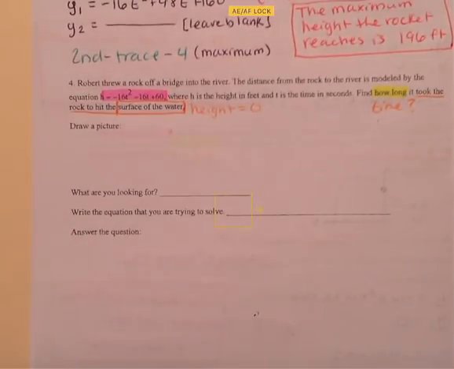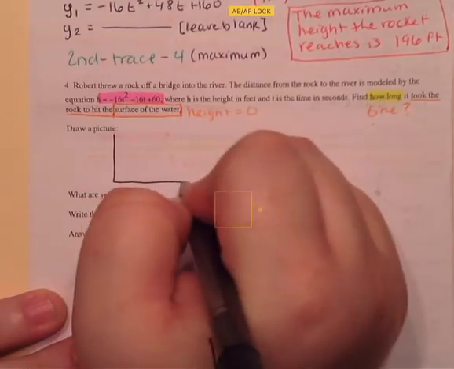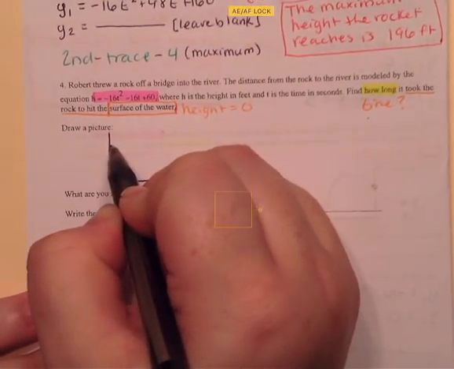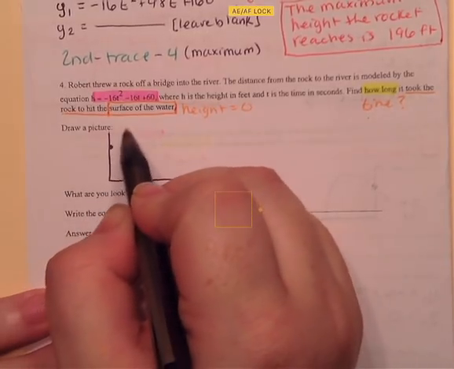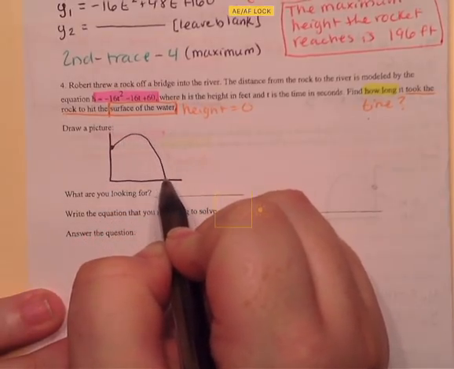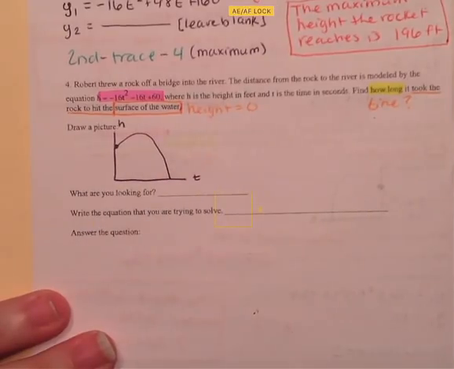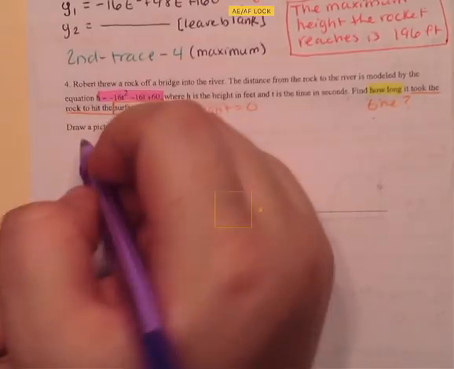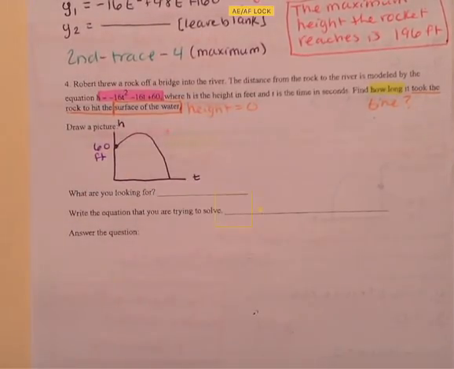So if we draw a picture of this, we're in the first quadrant, because Robert's throwing the rock from the bridge up here at 60 feet. When you throw something, again, you don't throw it down. He's throwing it up into the air and then it comes back down to the ground. This is our time, this is our height. Robert is standing 60 feet up on the bridge because of that y-intercept. The bridge is 60 feet up in the air, and we want to know when it hits the ground.